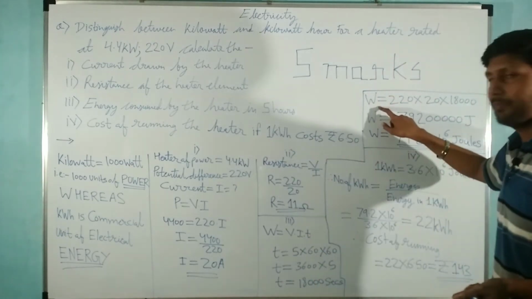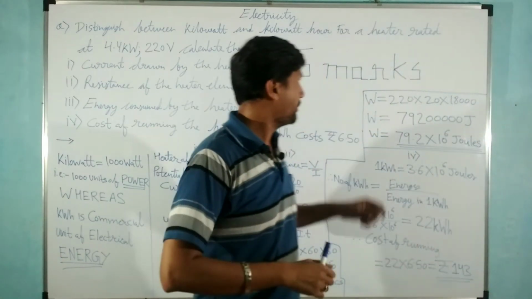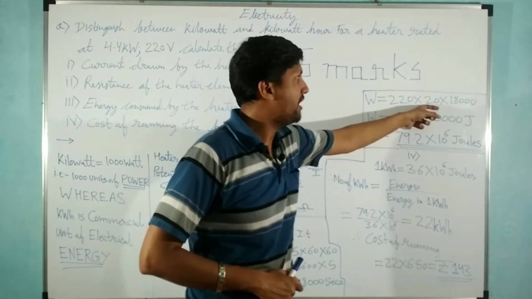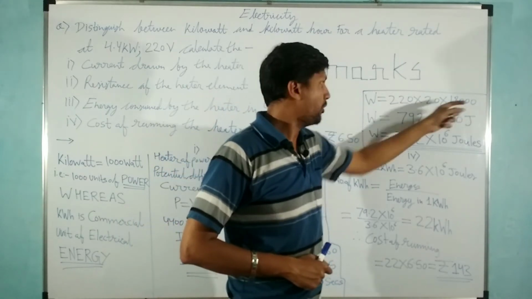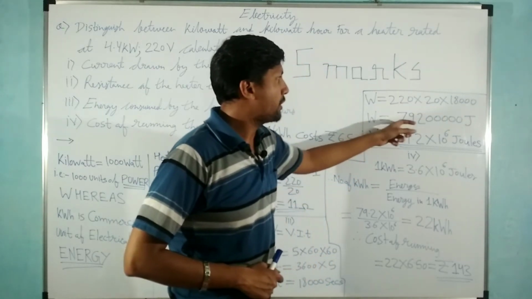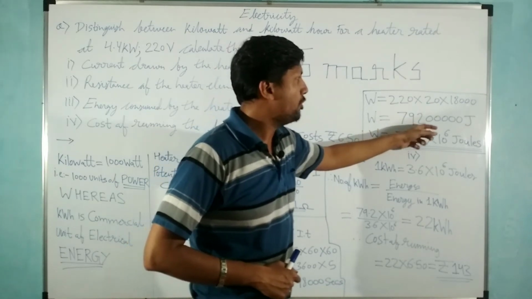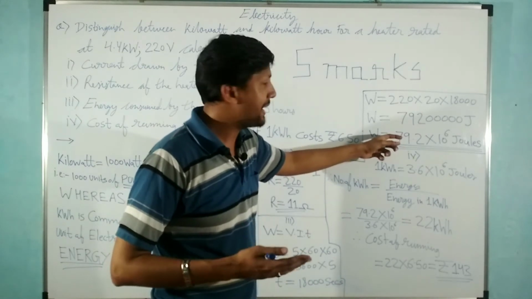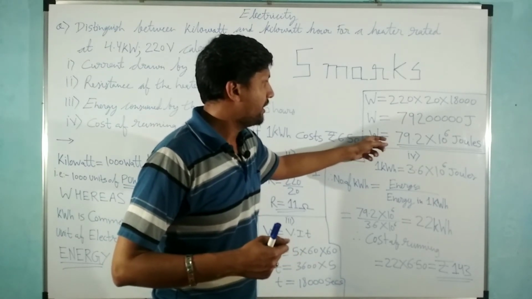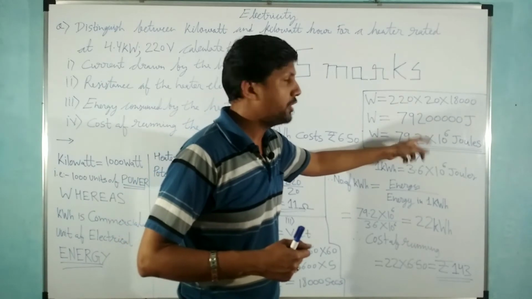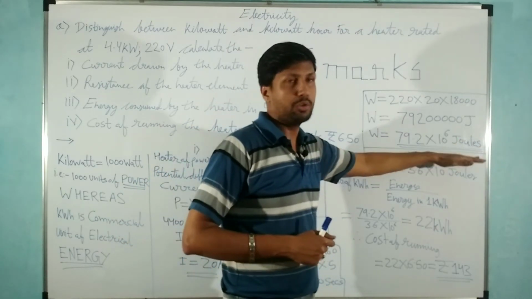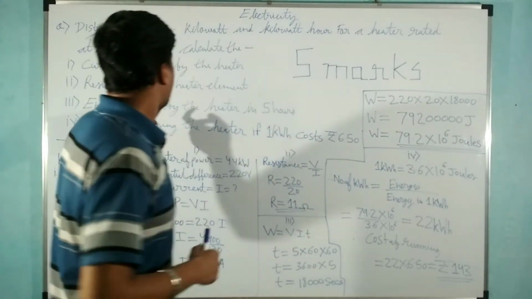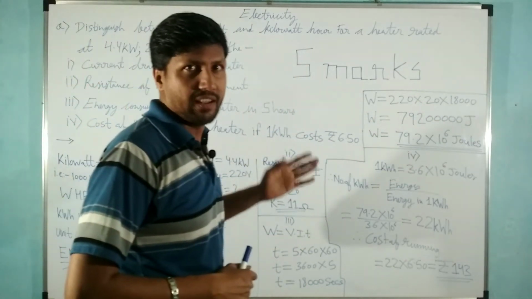Now I just have to put the values here. W is equal to V, that is 220 volts, and I, that is 20 ampere, and 18,000 seconds. So W, that is energy, is equal to 792 followed by 5 zeros. In order of magnitude, energy is equal to 79.2 into 10 raised to 6 joules. This is the amount of energy consumed by the heater in 5 hours.